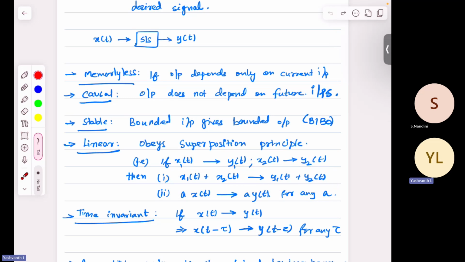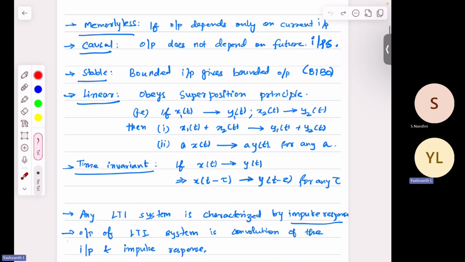The second property says that if you scale your signal x of t by a and pass that as the input, then the output should also get scaled by the same amount a. So if a times x of t is given as the input, then a times y of t should be the output, and this should hold for any value of scaling factor a. If these two properties are satisfied by any system, then that system is said to obey the superposition principle, and so it is a linear system.